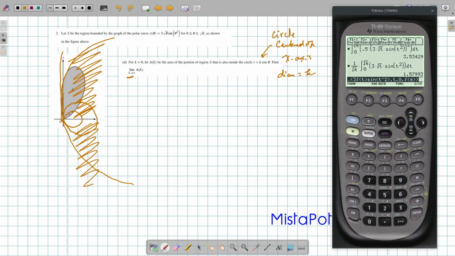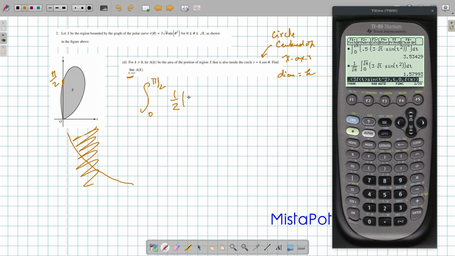So in other words, this area that overlaps between this circle, that actually in reality takes up the entire first quadrant, is going to be just everything in the first quadrant. In other words, stopping here at pi over 2. So my area is going to be the integral from 0 to pi over 2 of 1/2 r squared d theta. So 3 radical theta times the sine of theta squared d theta. And so I just need to figure out what this is going to be.